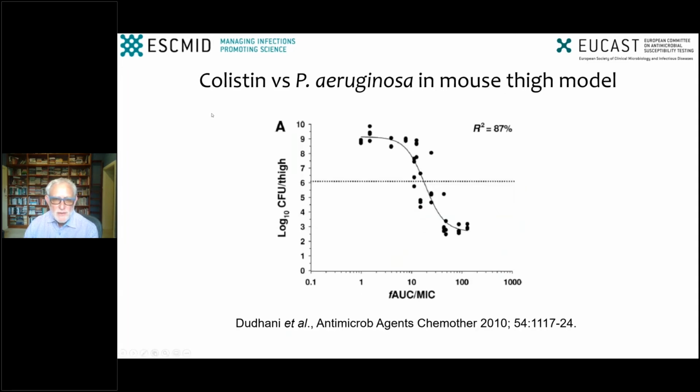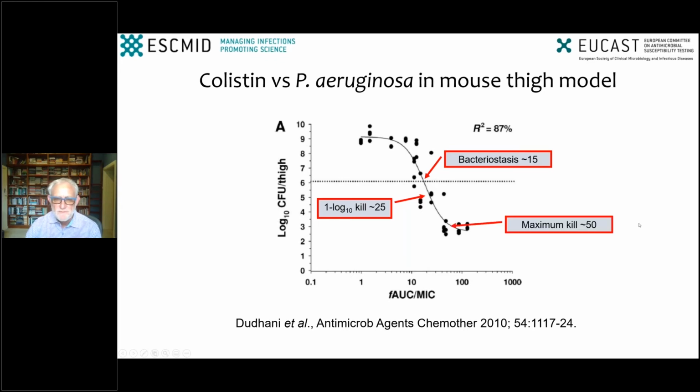And just to show you a drug that works differently, this is a concentration-dependent killing drug called colistin, and here AUC-MIC turned out to be the index of relevance. And here you can see that bacteriostasis is achieved with a value of that AUC-MIC of 15, and 1 log kill maybe 20 or 25 for this particular drug-bug combination. So those values are then used to assist in breakpoint setting.